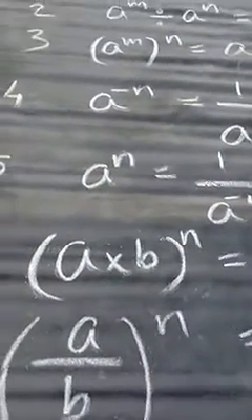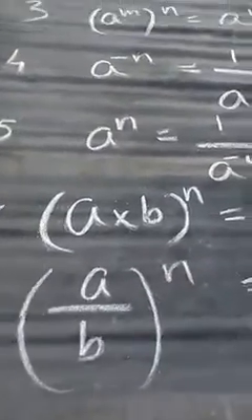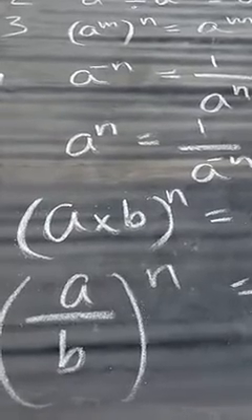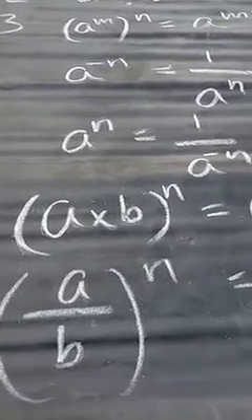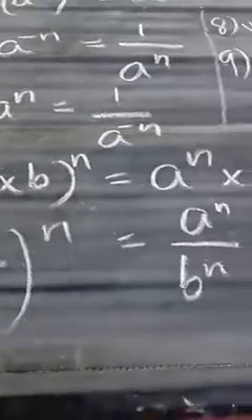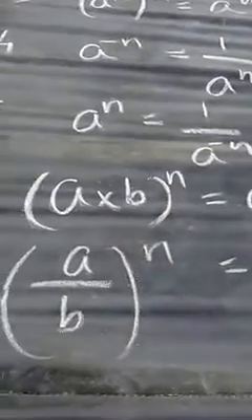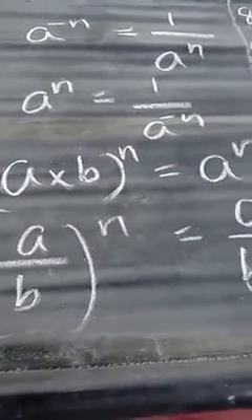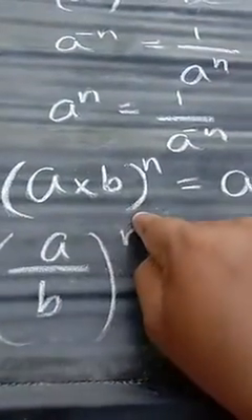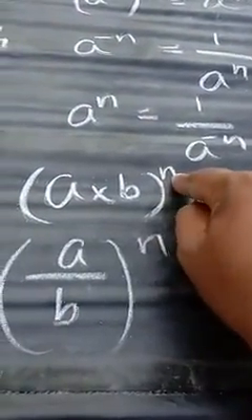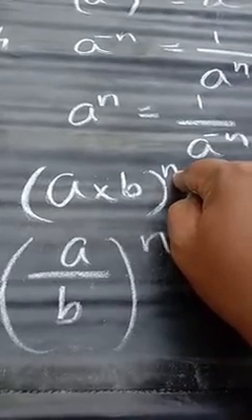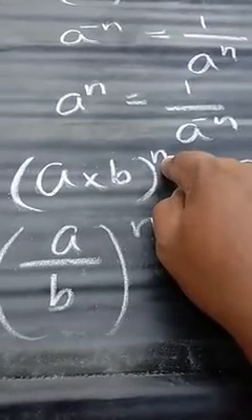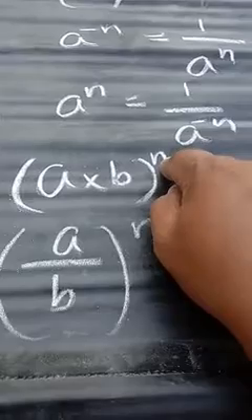Okay. Now a into b the whole raised to n means for both a and b they have the power n. a into b the whole raised to n equal to a raised to n into b raised to n. That means we can separate the powers in the bracket. We can separate this only for multiplication and division, not for addition and subtraction.